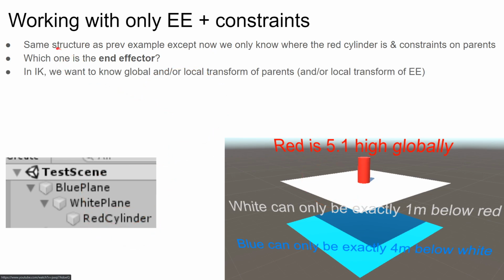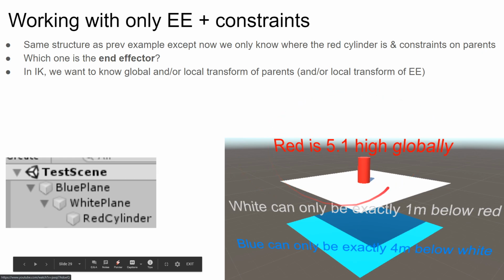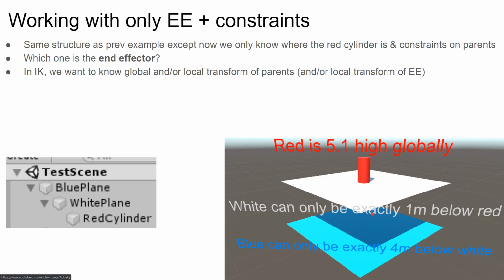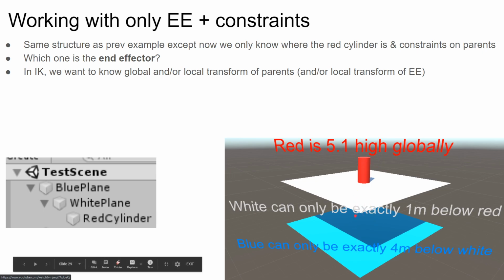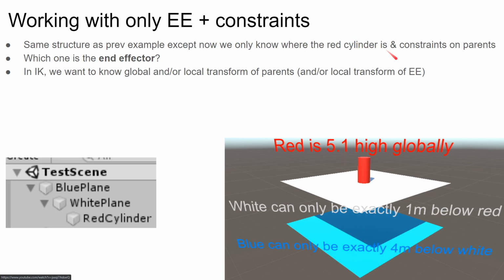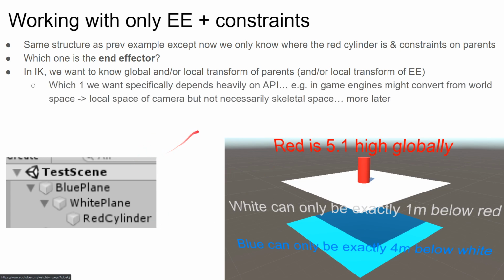And in the inverse kinematics case, we're trying to figure out the transform of the parents themselves. So here I have constraints. I say red is 5.1 meters high globally, and I tell you how far the white plane can be from the cylinder, and I tell you how far the blue plane can be from the white plane. And from there, you essentially propagate backwards and figure out the transforms of the parents.